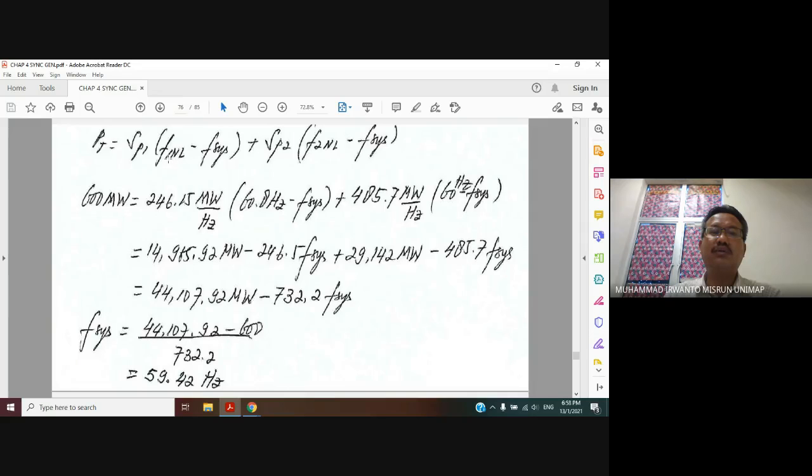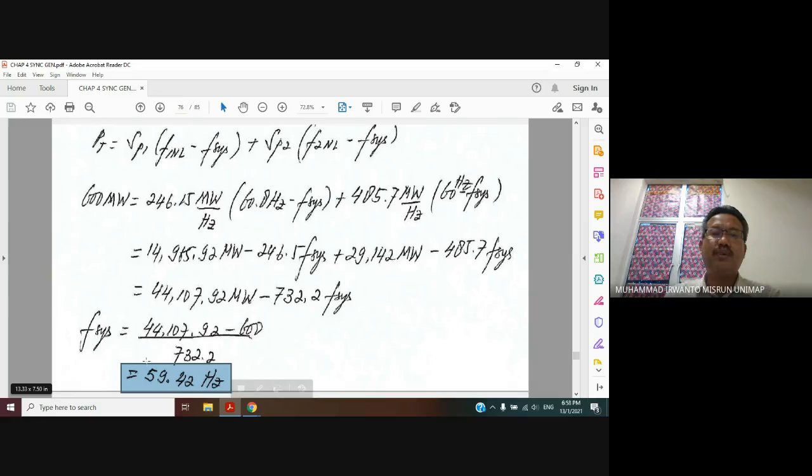Okay, so we take all the values of SP1, SP2, and the no load frequency for generator 1 and generator 2, and substitute here, and we know that the total power here is 300 plus 300, equal to 600 megawatt. So we substitute here, and after that, lastly we can obtain the system frequency, which is 59.42 hertz.